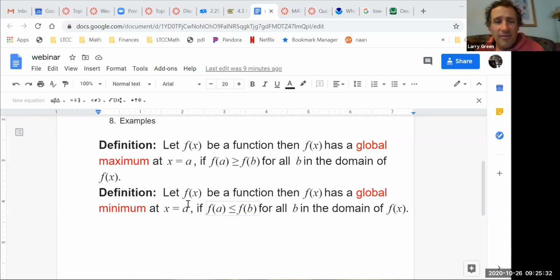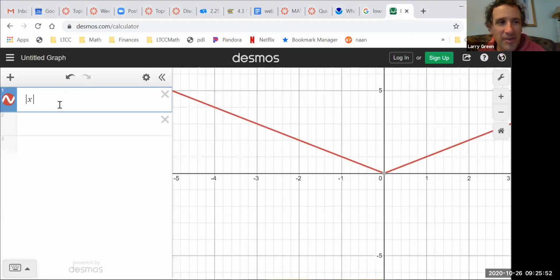What do you think? Okay. All right. So if you don't always have it, what do you need to know to be sure that you do have one? So I can give you an example. Again, I'll give you a Desmos example. They're really easy to do.